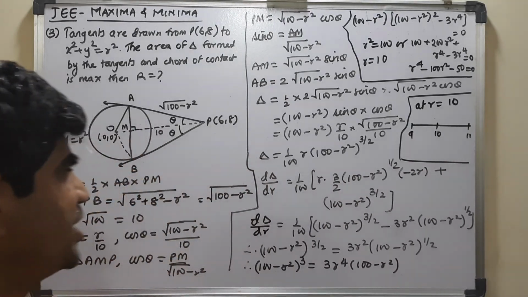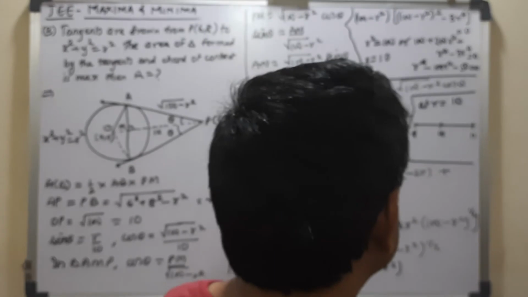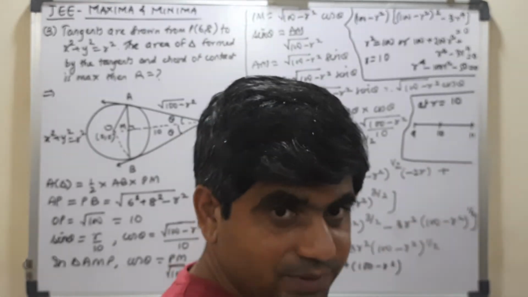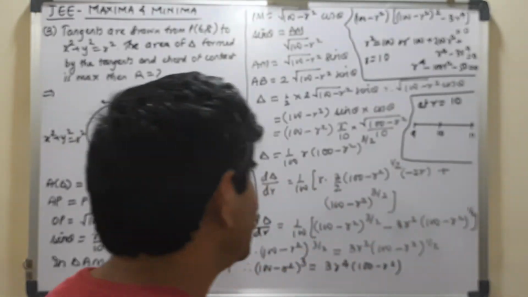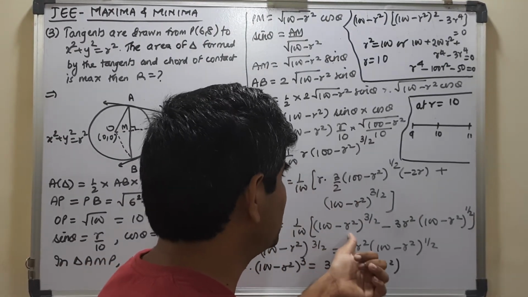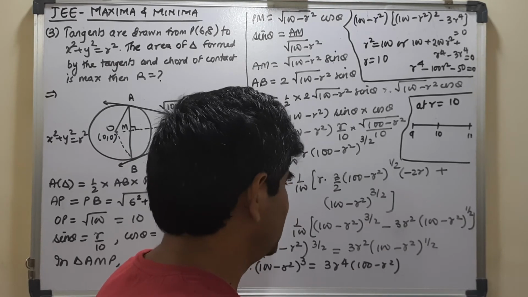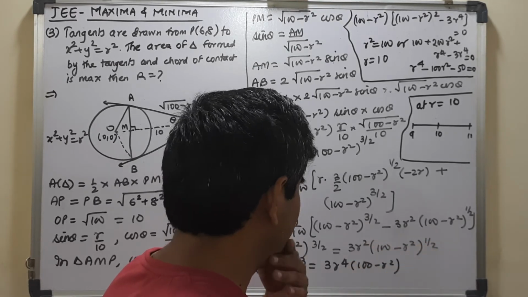Let me check the nature. Suppose I take it as 10.5. This will be more than 100, so this is going to become negative. And this obviously will be the same.